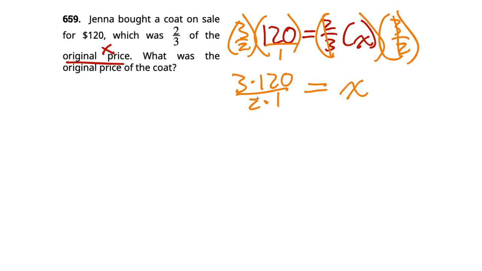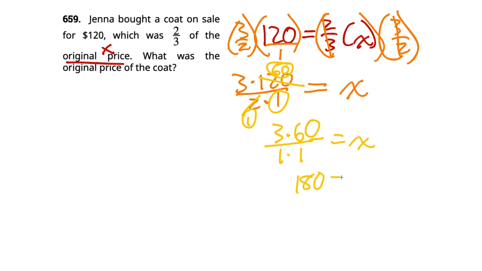A couple of things we can do here. We can do cross-canceling. So 2 and 120 goes 60 times, and that's just a 1. So we could do 3 times 60 over 1 times 1 on the bottom equals X. 3 times 60 is 180. Putting a 1 in the denominator is just redundant or unnecessary. So you get 180 equals X.